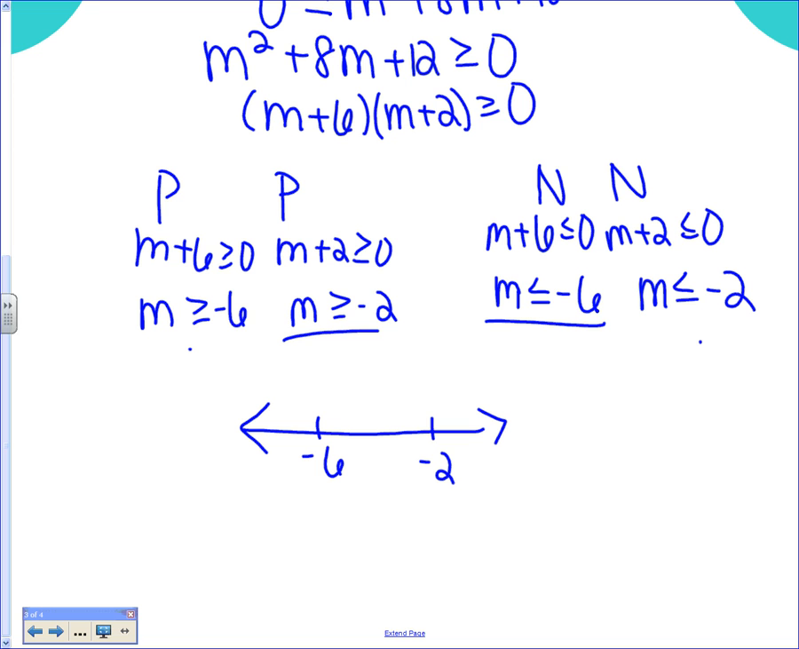So we got negative 2 and negative 6. They are closed circles. And then what? They go down. Make sense? Any questions on these? No problem.